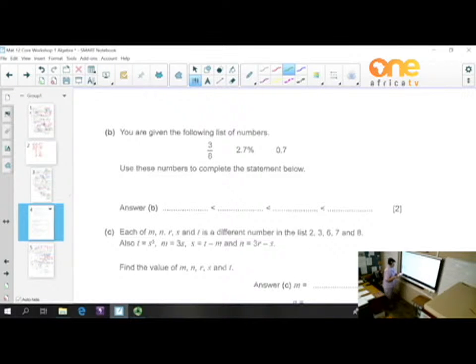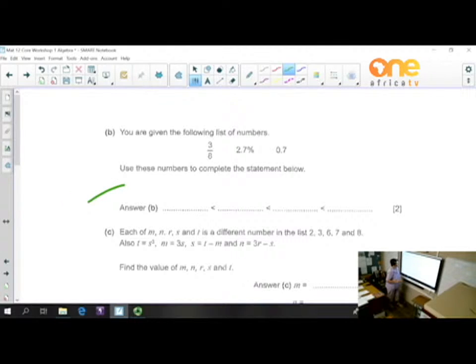Right, and now we're looking at the last page. You are given the following list of numbers. Use these numbers to complete the statement. So we have to arrange them from the smallest to the biggest, in ascending order. And to do that, you have to change everything to decimals. Otherwise, you cannot compare them.